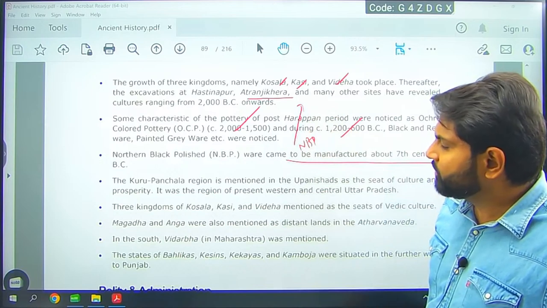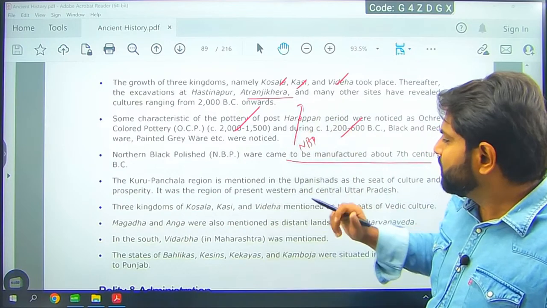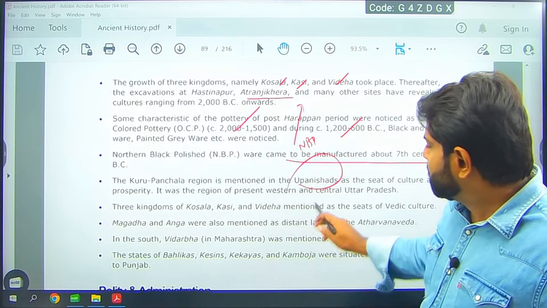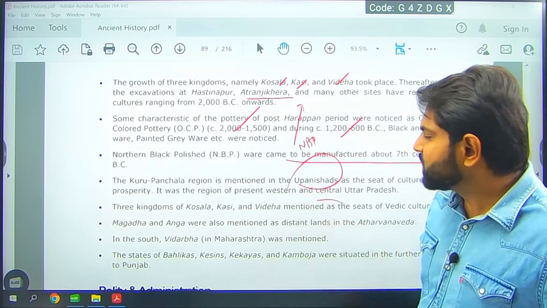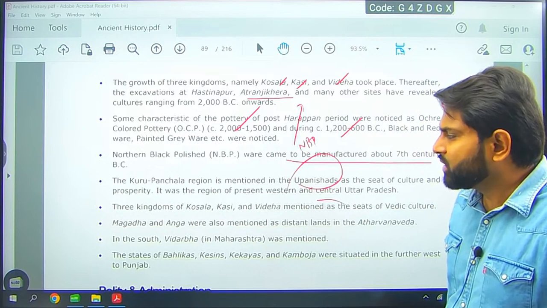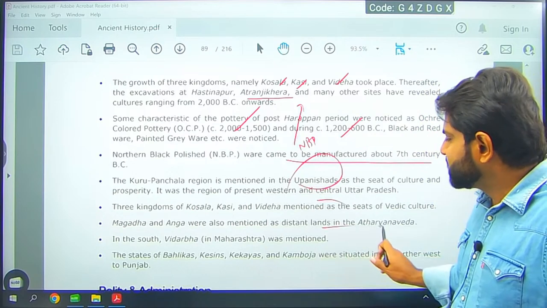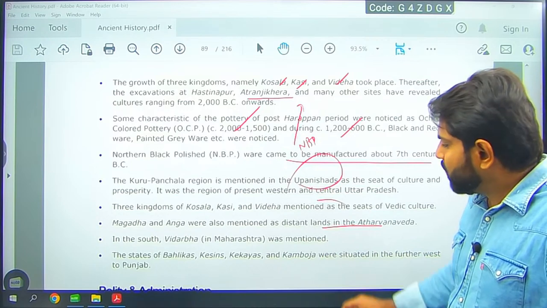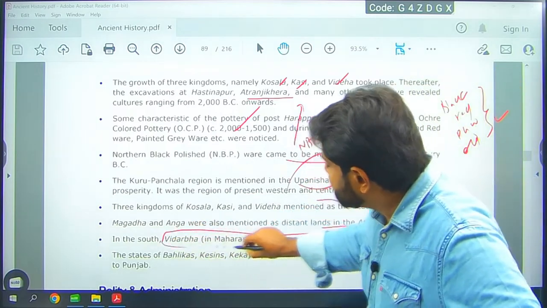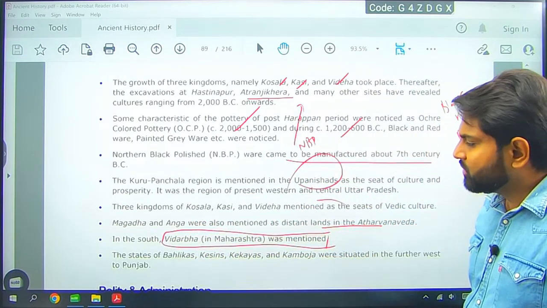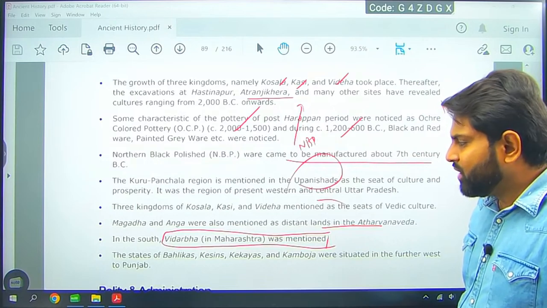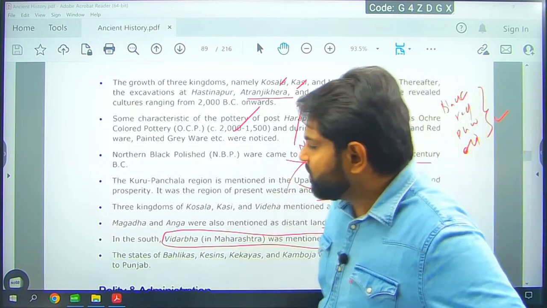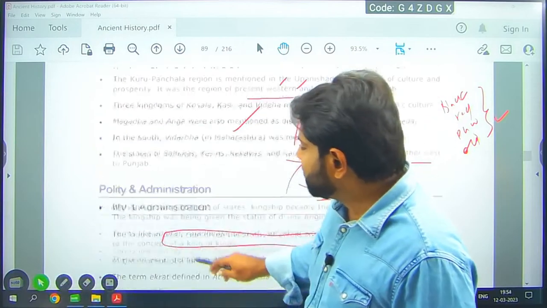Now we see NBP. The Kuru and Panchala region mentioned in Upanishads as the seat of culture and prosperity are now Western and Central Uttar Pradesh. Three kingdoms, Koshala, Kasi and Videha, are the seats of Vedic culture. Magadha and Anga are also mentioned as distant lands in the Atharva Veda. In the south, Vidarbha. Now, Vidarbha is the place where more farmer suicides happen, the driest region in Maharashtra. The states of Bahlikas, Kesins, Kekayas and Kamboja were situated in the farther west of Punjab. So, later Vedic period.